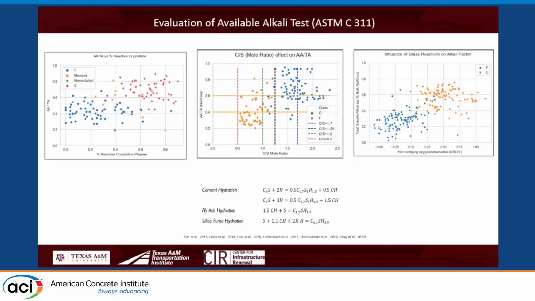And the third one is the most important. In the glass, how we measure the reactivity of the glass is we look at a parameter called non-bridging oxygen per tetrahedral. This test, the available alkali test, despite all its criticisms, has really good correlation. The most important part is that, although it's not a linear model, we are able to distinguish between two different types of fly ashes, and that's what we were looking to get here.